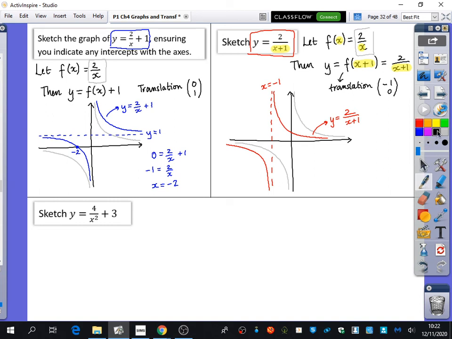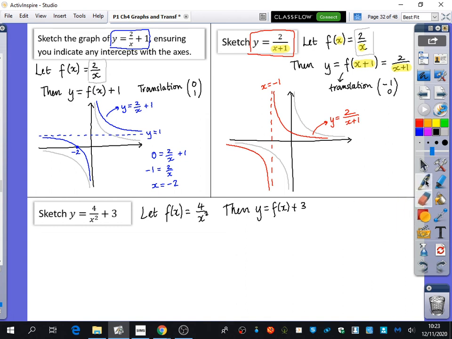So we're going to do the same thing for this one at the bottom for an idea of sketching. I've just done them with reciprocals. You may have to do it with other graphs as well. So what am I going to let f of x equal in this last one? 4 over x squared. Then that means that y is equal to f of x plus 3 inside the brackets or outside the brackets? Outside the brackets, because it's being added 3 afterwards. If it was inside the brackets, it would be 4 over x plus 3 squared. Do you agree? That's what it would look like if it was inside the brackets. You make it change to the x thing.